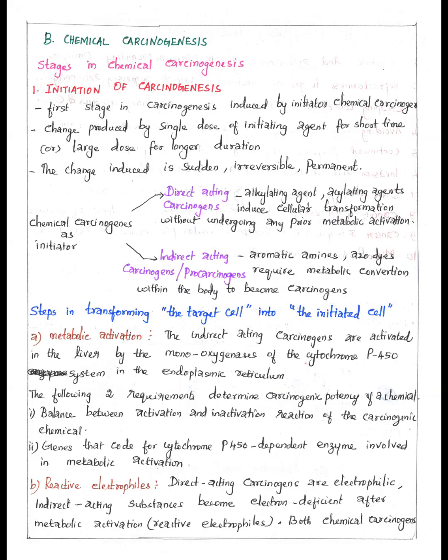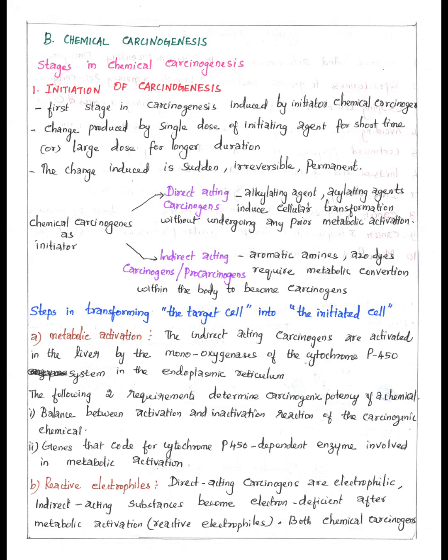The second is chemical carcinogenesis. The stages that happen in chemical carcinogenesis are initiation, promotion, and progression of cancer. The first stage of chemical carcinogenesis is initiation, which is induced by initiator chemical carcinogens. The chemical agent may be a single dose for a short time or a large dose for a longer time. The change produced by chemical carcinogens may be sudden, irreversible, and permanent.